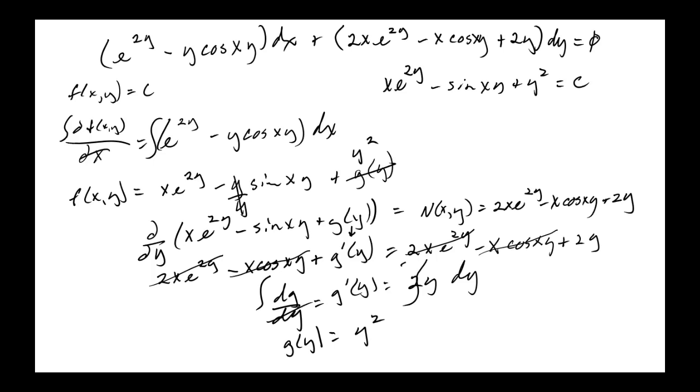x e to the 2y minus sine xy plus y squared, and then for some reason they write it as plus c equals 0. There's no reason to do that. I don't know why they wrote the c on the other side. If you want it to equal 0, you could. A minus c or plus c, it doesn't matter. Okay. It's just a constant. They did the whole thing starting with the partial with respect to y. Oh, why would they do that? I don't know.